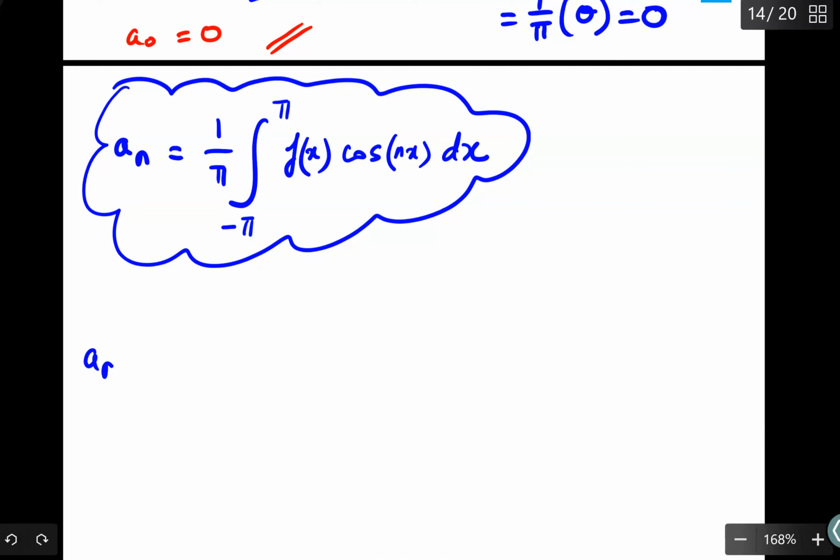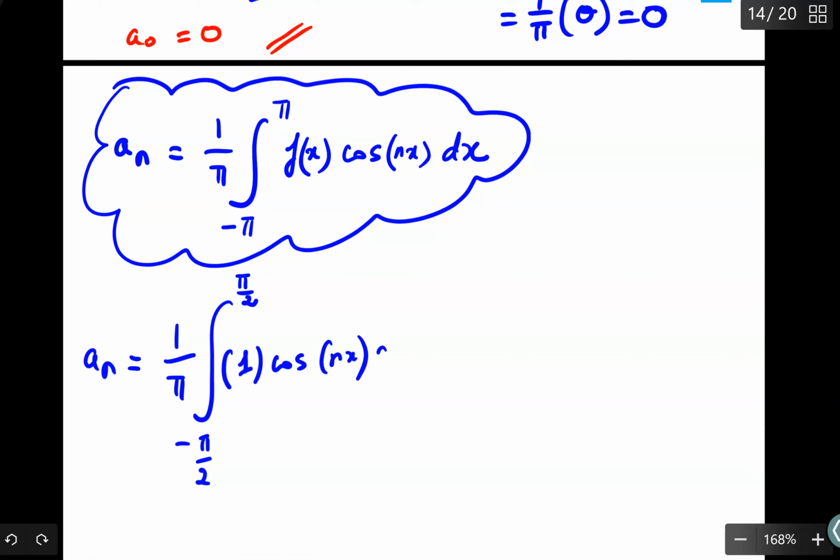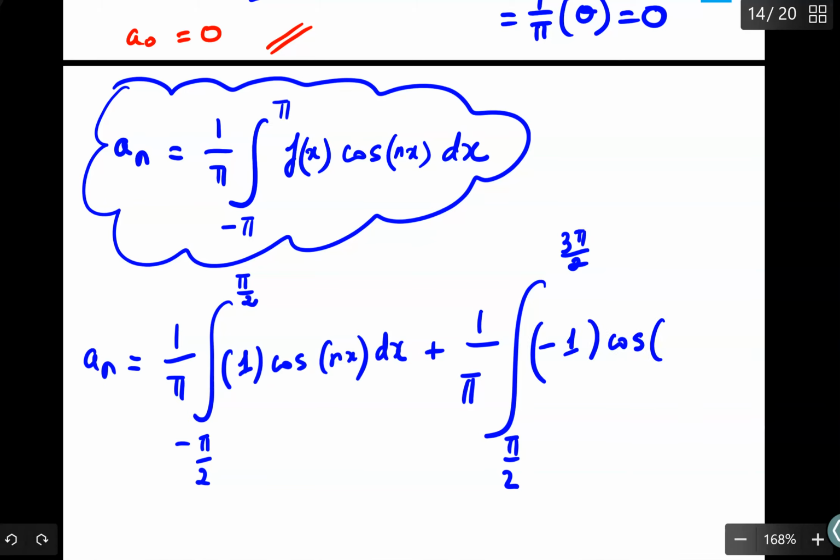So this an will be equal to 1 over pi, and what I have is negative pi over 2 to pi over 2. The function is equal to 1 multiplied by cos of n times x dx. I should also add that with 1 over pi, the integral from pi over 2 to 3 pi over 2, and at this interval the function is equal to minus 1, and again times cos of n times x dx. Alright, so let's simplify.